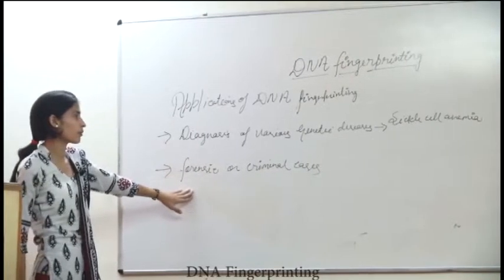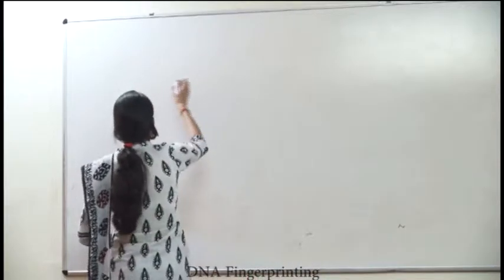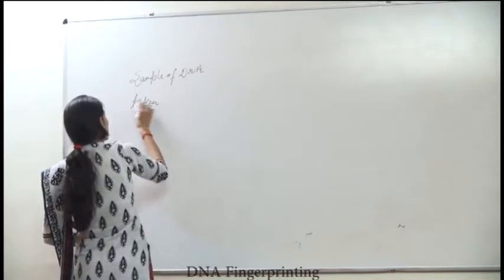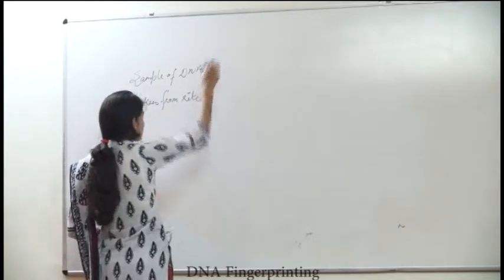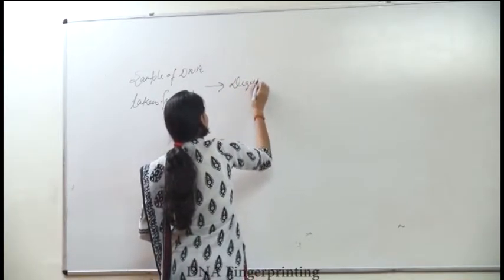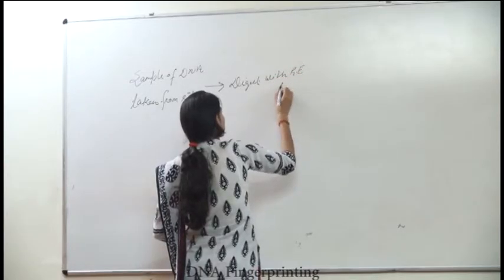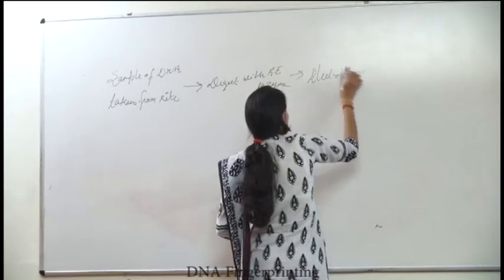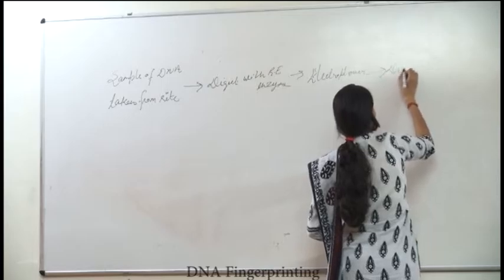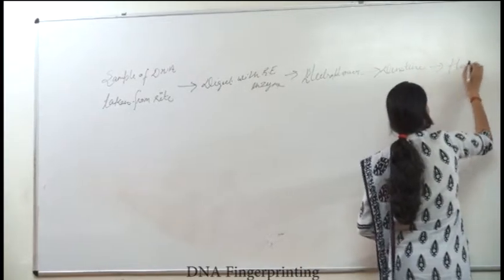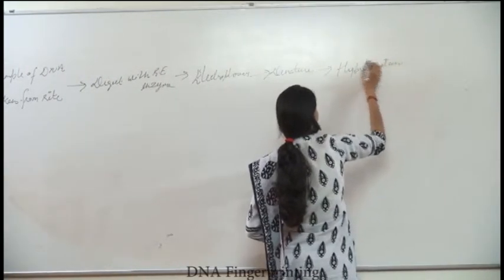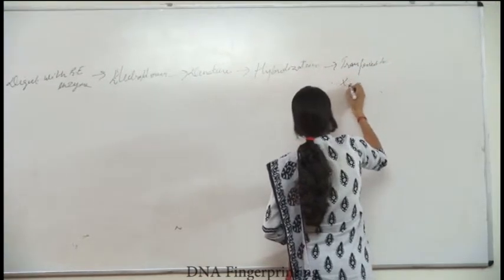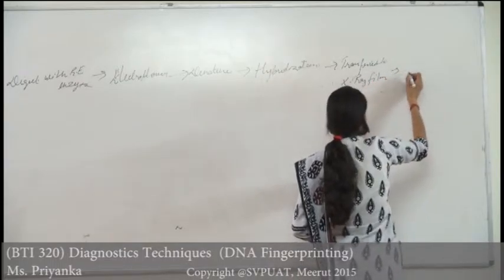How can we use the DNA fingerprinting process in forensic or criminal cases? For example, a sample of DNA is taken from the site. Then this DNA is digested with restriction endonuclease enzyme, then electrophoresis, then denaturation and hybridization, the same process as we discussed earlier. Then it is transferred to X-ray film, and then bands are observed.